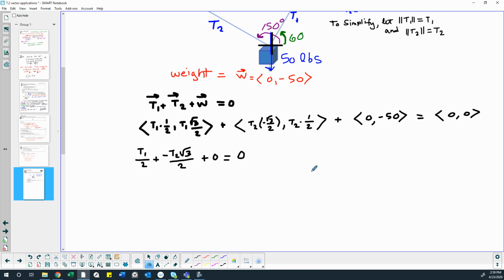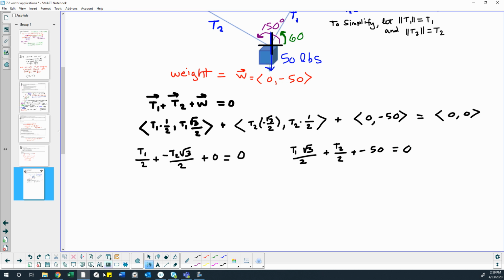Now let's look at the y components. So that will be t1 times the square root of 3 over 2 plus t2 times 1/2, so t2 over 2, plus our negative 50 equals 0. So now there are no more vectors in our problems. We simply have everything as scalars because we're just talking about the x and y components. So we don't have to worry about these being vectors. We just solve them like we normally would.